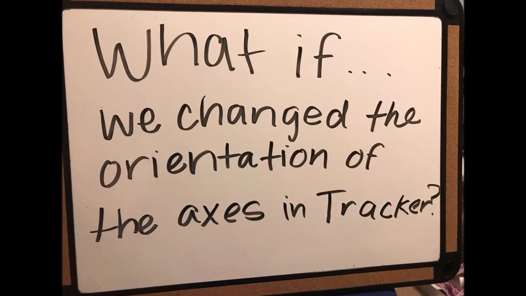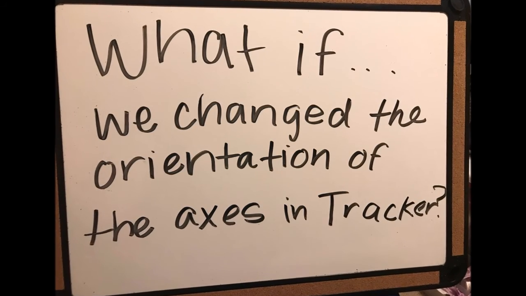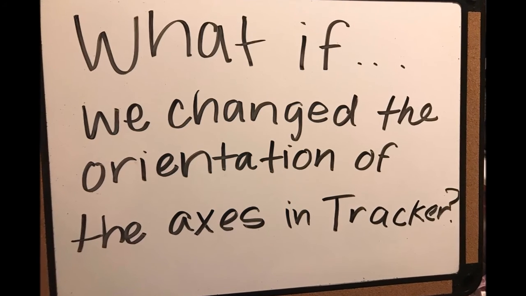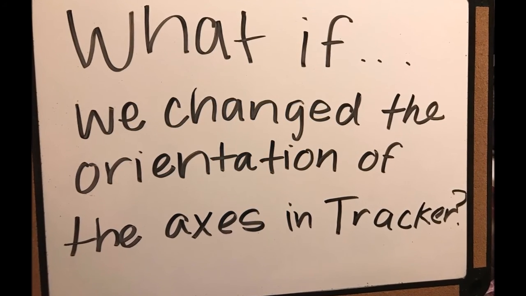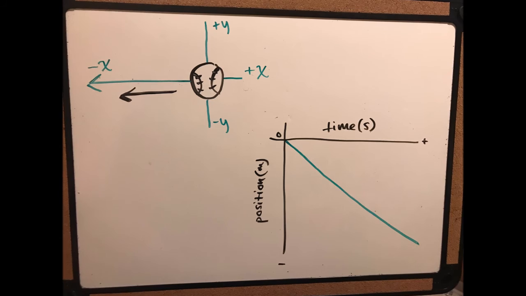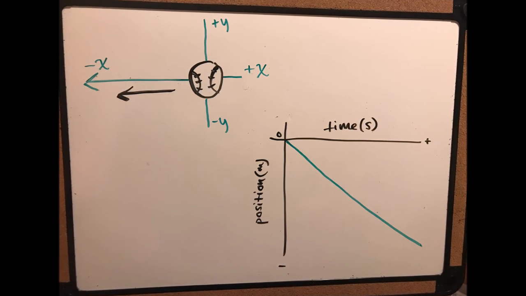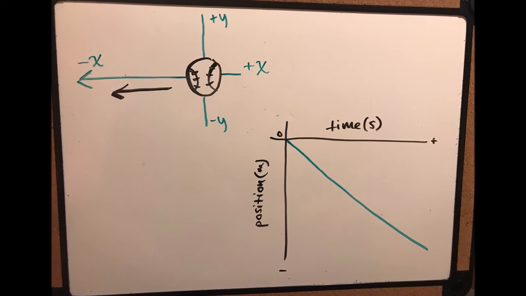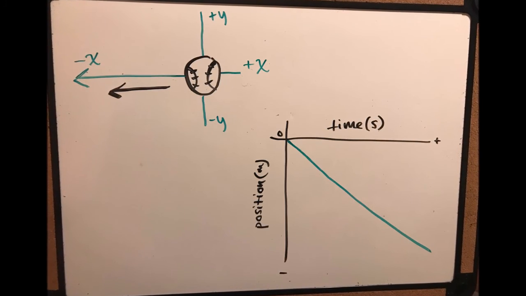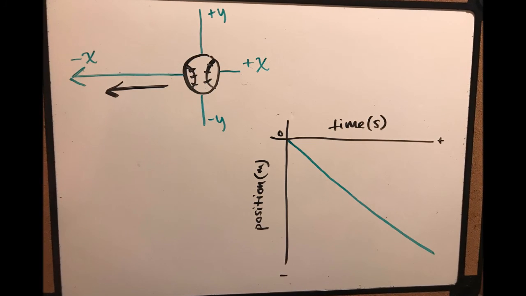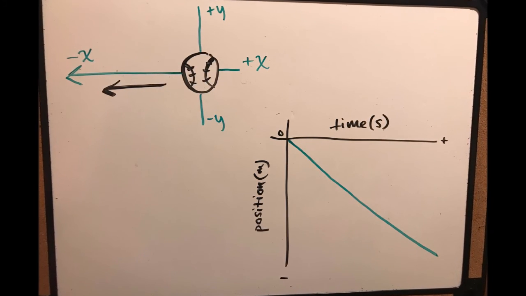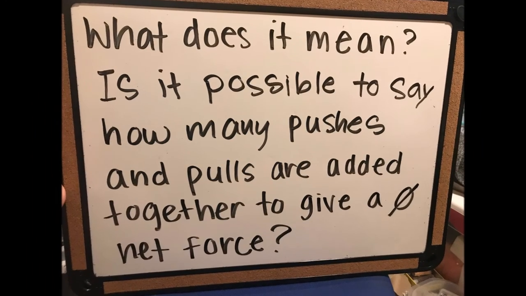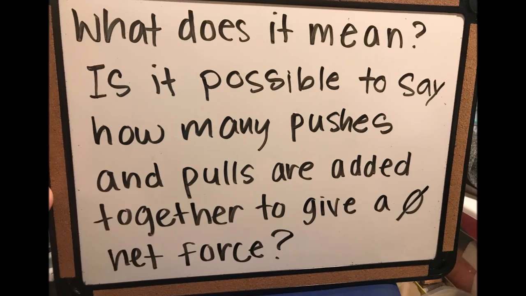To finish up this report, I will be answering two questions. What if, and what does it mean? What if I had changed the orientation of the axes in Tracker? How would my results change? So if my video wasn't upside down, the ball would be moving towards the negative x direction. This would cause the results to change in that the position versus time graph would go from the top left-hand side to the bottom right-hand side because the object's position value at each time step would be increasing in the negative direction.